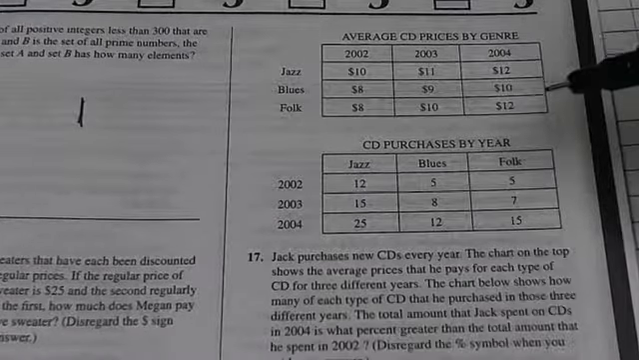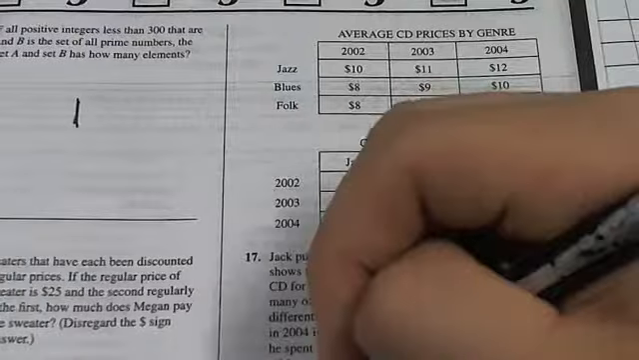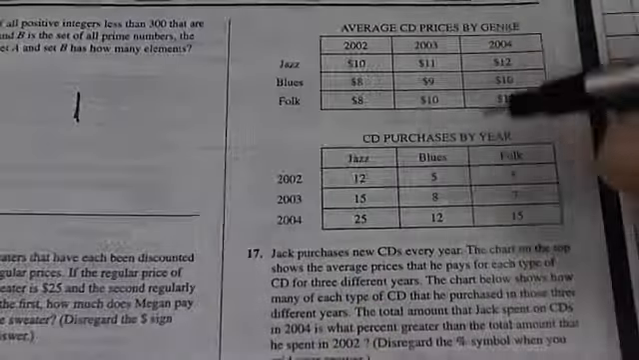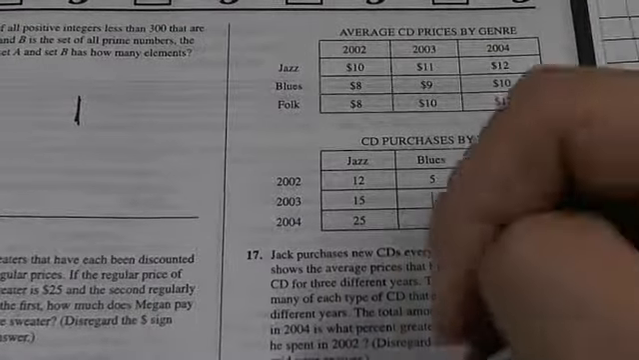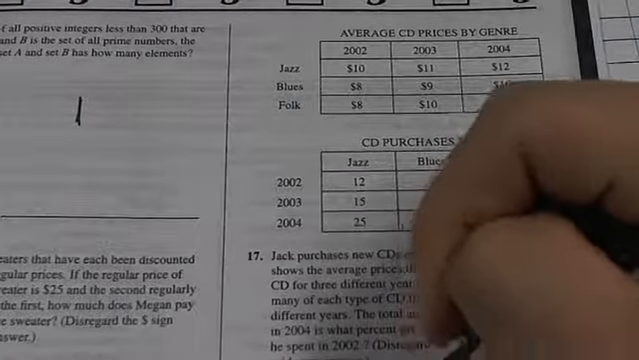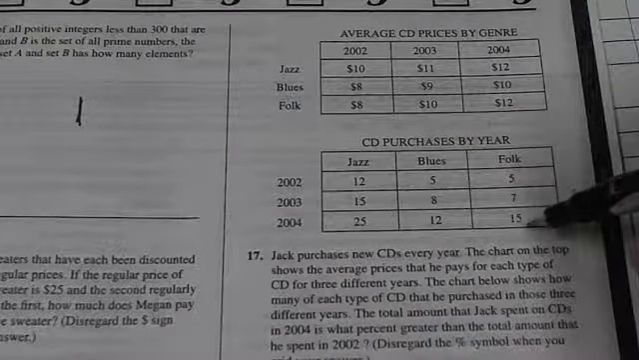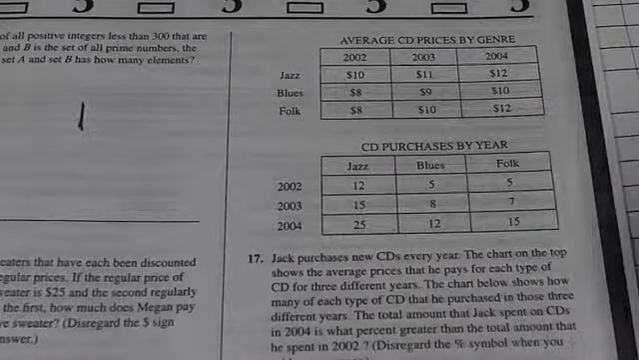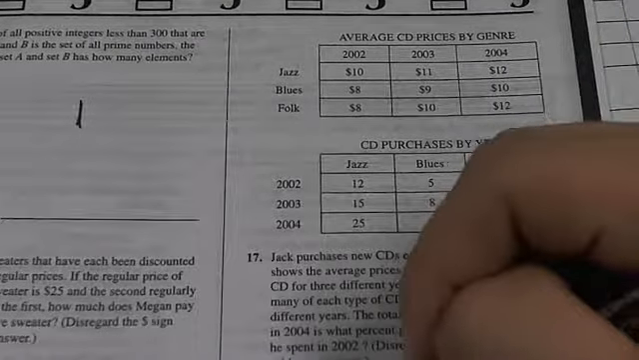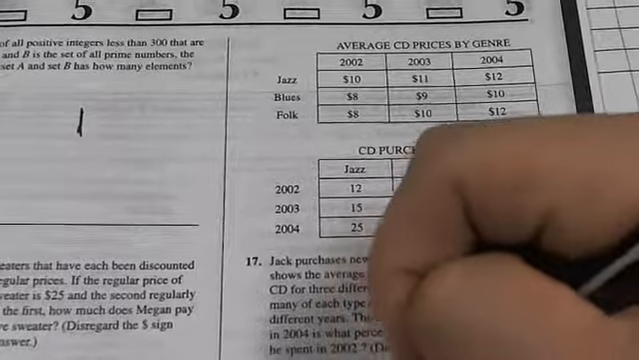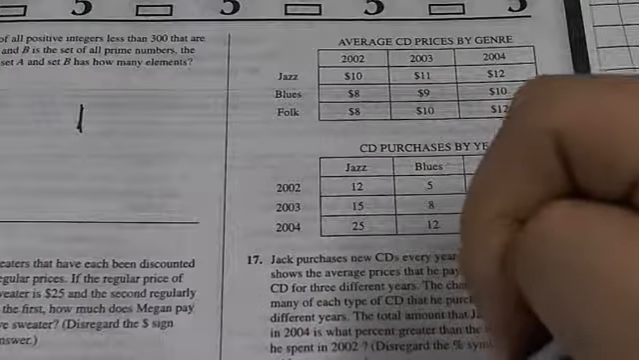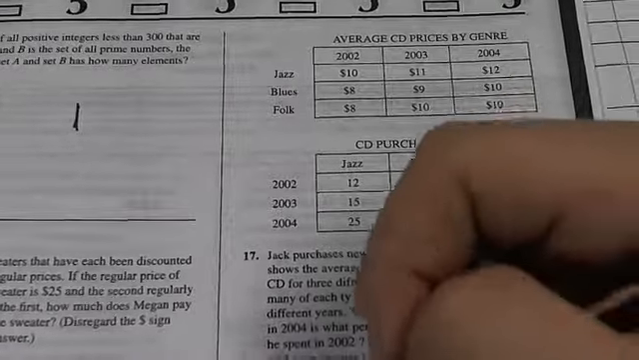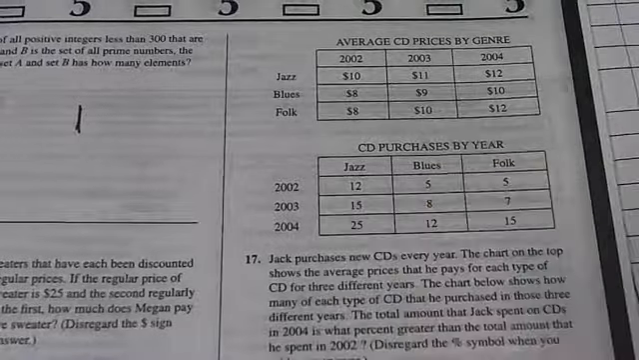So in 2004, it will be 25 jazz CDs, and they cost $12, so 25 times 12. Plus, he bought 12 blues, and they cost $10, so 12 times 10. And he bought 15 folk, and the folk was $12. You add all those up, and that was 300 plus 120 plus 180. So 300 and 300, that's 600 in 2004.